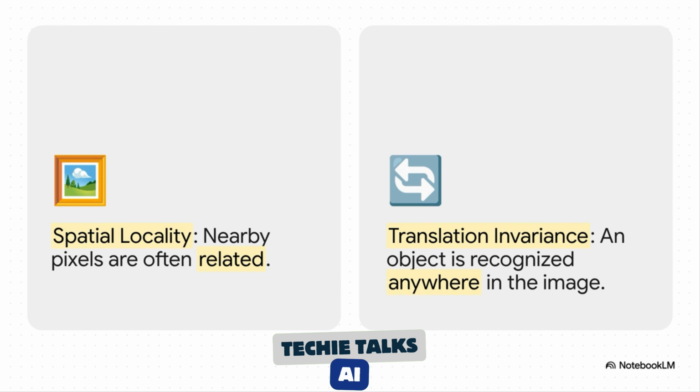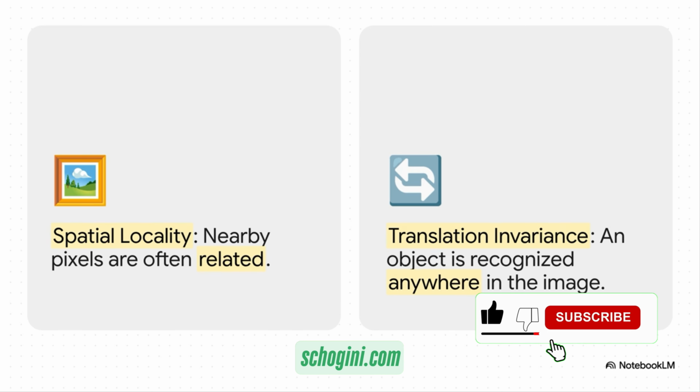The secret sauce of a CNN really comes down to two powerful ideas. The first is spatial locality. That just means it assumes nearby pixels are part of the same thing. Simple, right? That's why it scans an image with tiny filters, looking for local patterns. The second idea is translation invariance. This means that a cat is a cat whether it's in the top left corner or the bottom right. The network is designed to recognize an object no matter where it appears in the picture, which makes it incredibly efficient and powerful.